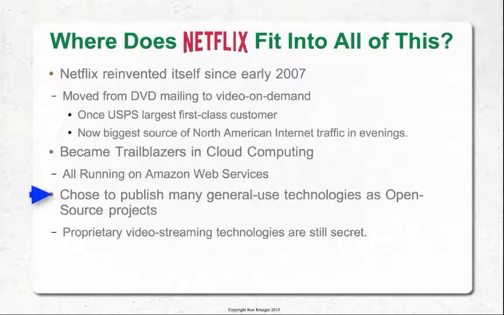Netflix decided that many of their innovations were useful in general purpose systems that could be used for a wide variety of purposes. So they decided to open source these technologies to allow the benefit to pass to others. Now, the technologies that they developed around video streaming, they still keep those secret since they are a competitive advantage, but a lot of the general purpose ones have been open sourced.